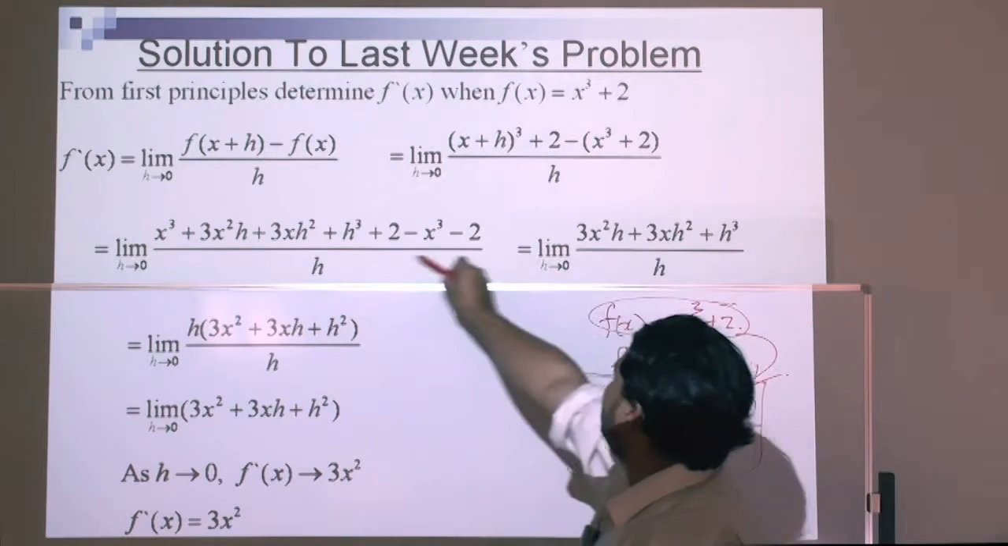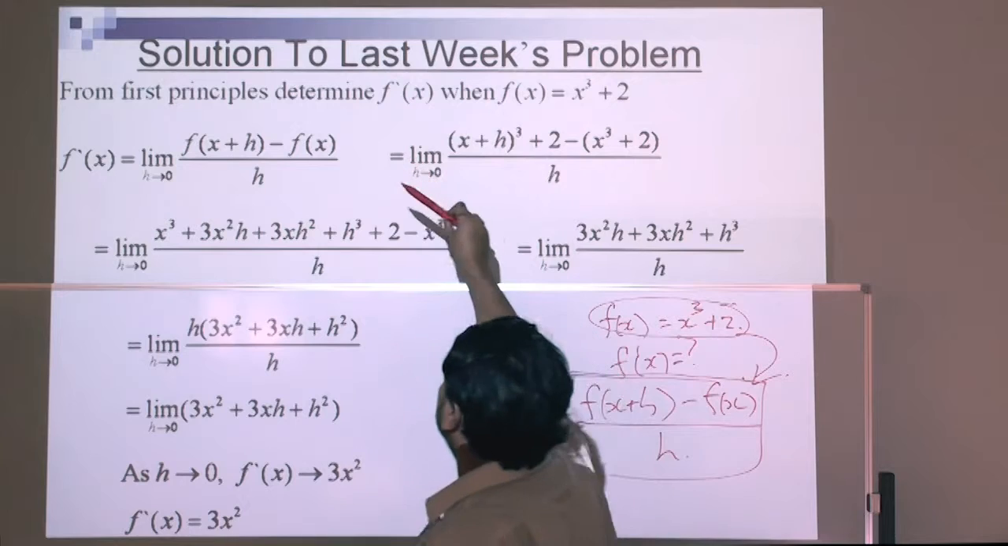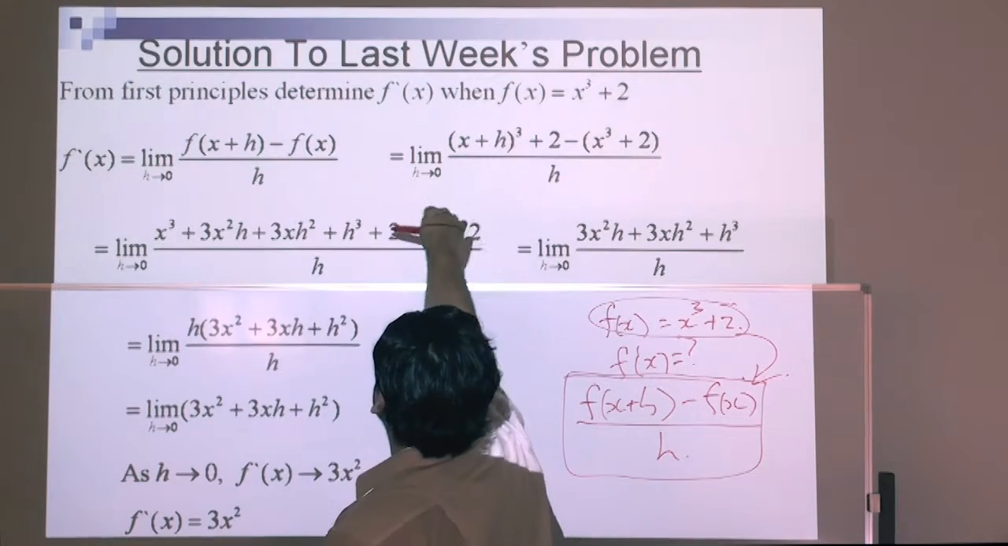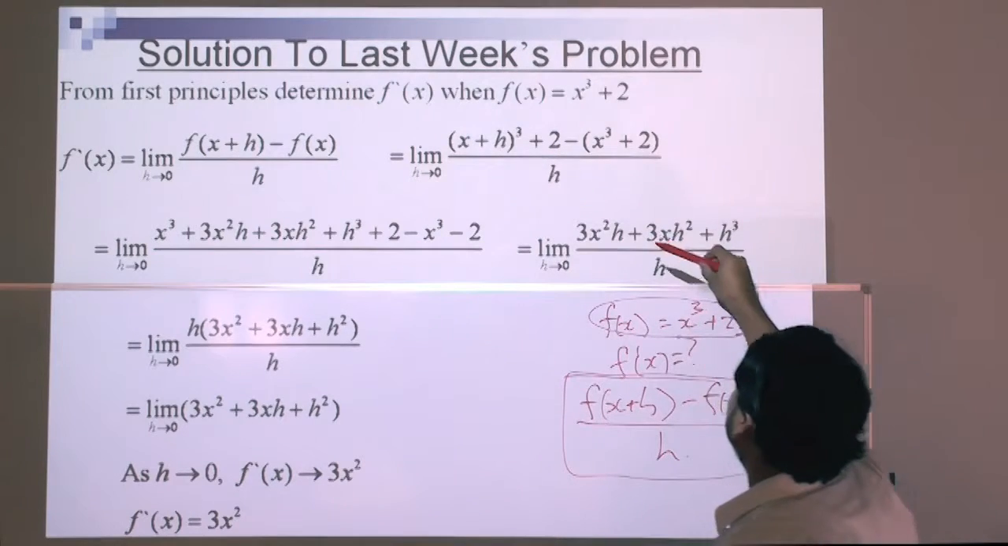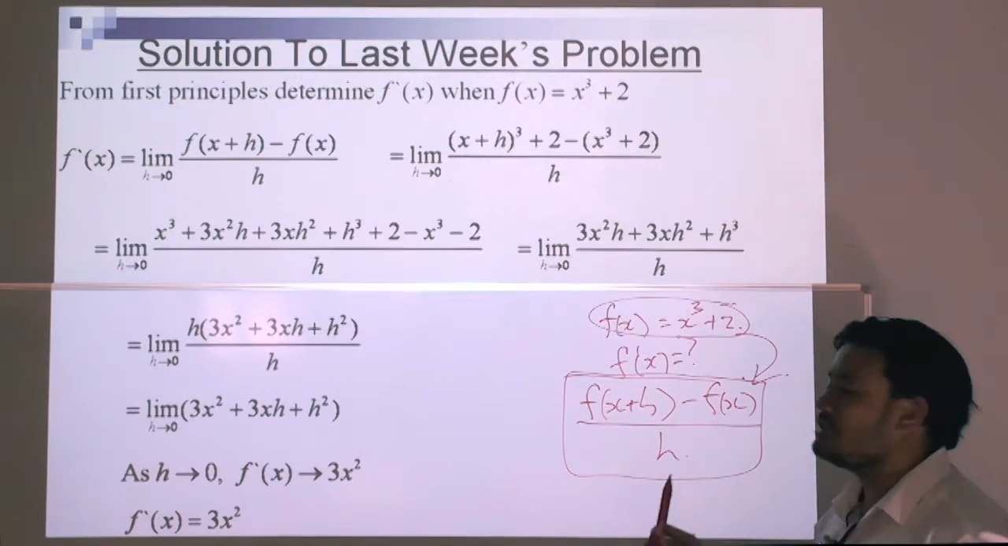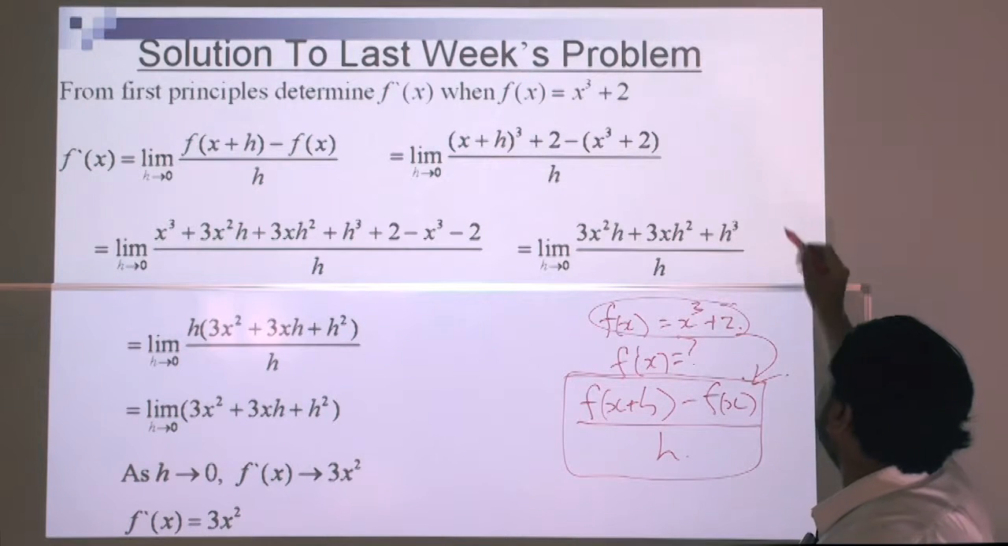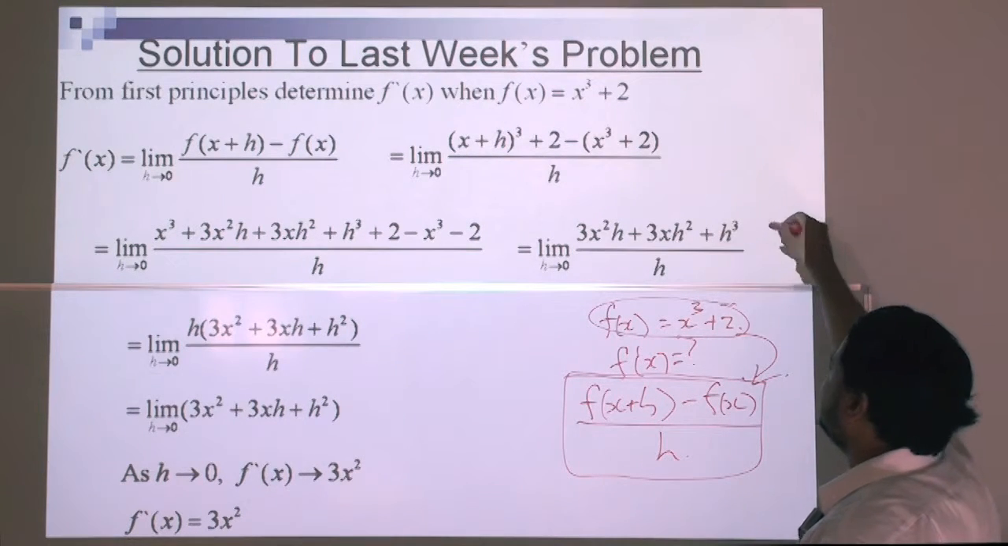And then we simplify this. We put the common terms together: the x cubed with the x cubed, the negative 2 with the plus 2. So those cancel out, and we get 3x squared h plus 3x h squared plus h cubed, over h.